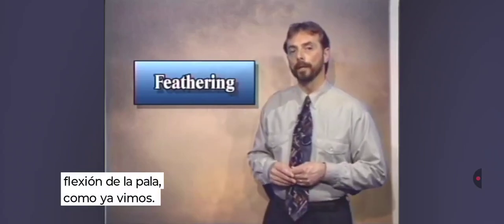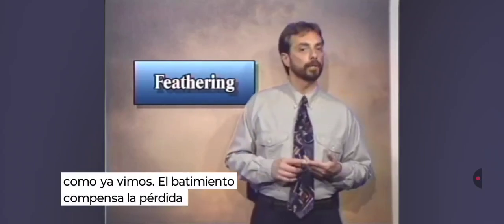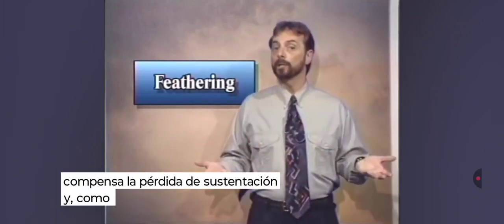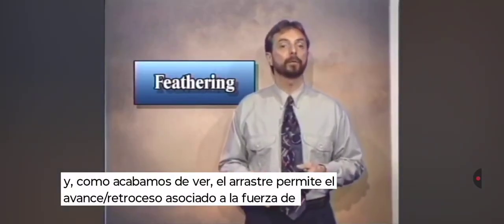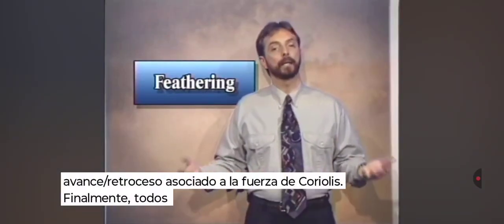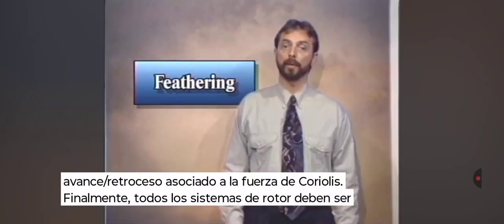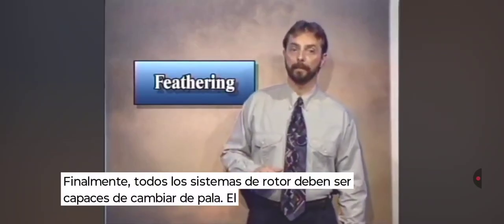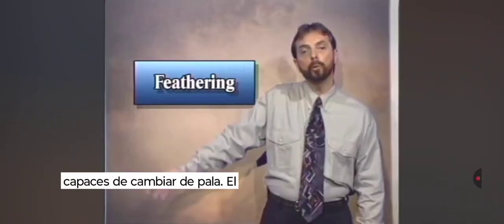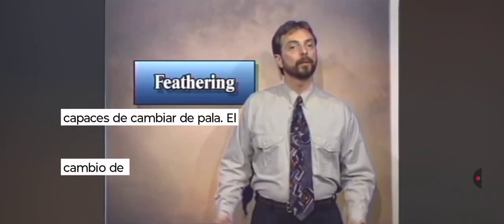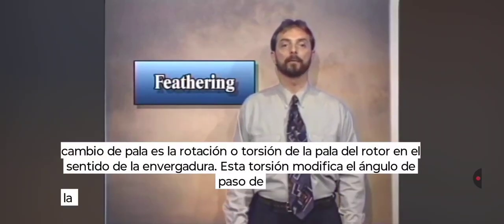As we discussed earlier, flapping compensates for dissymmetry of lift. And as we just saw, dragging permits the lead lag associated with Coriolis force. Finally, all rotor systems must also be able to feather. Feathering is the span-wise rotation or twisting of the rotor blade. This twisting changes the pitch angle of the blade.